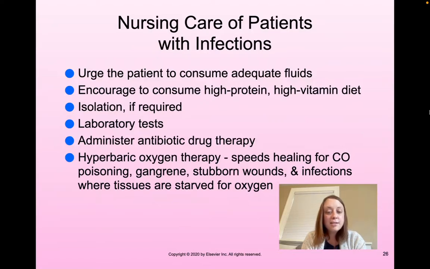We need to administer antibiotics in a timely manner as scheduled by the providers. And then in some cases, hyperbaric oxygen therapy is important for infections because this type of therapy speeds healing for things like carbon monoxide poisoning, gangrene, stubborn wounds, and just any infections where the tissues are starved for oxygen, because this helps to force more oxygen into the tissue.